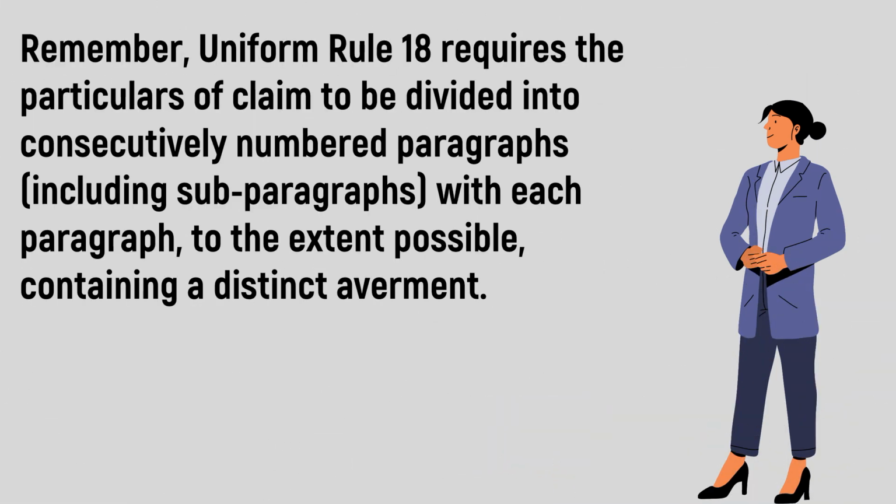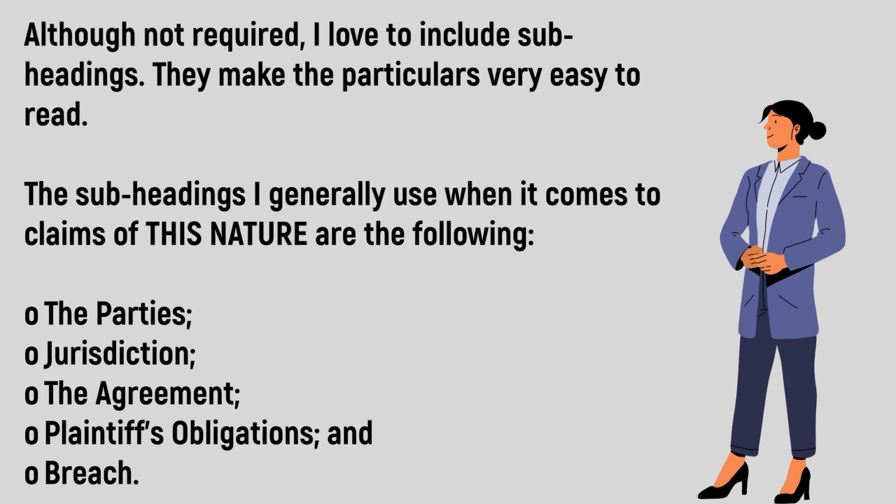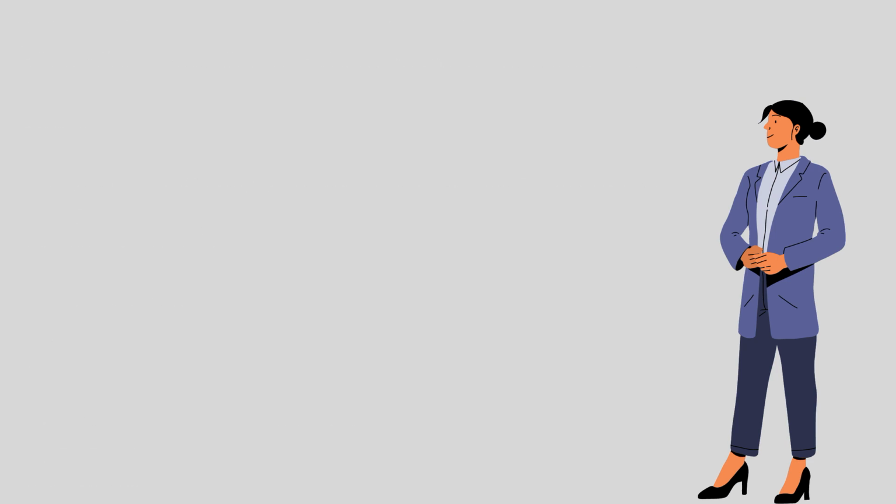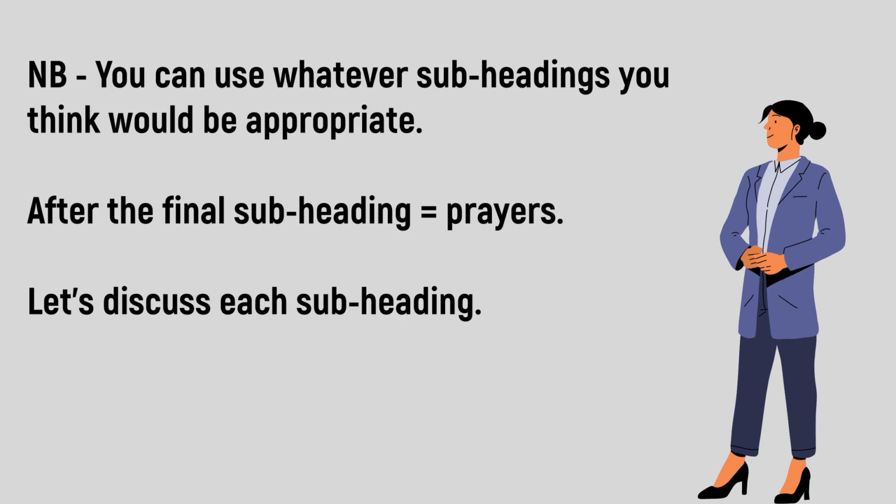As already mentioned, Uniform Rule 18 requires the particulars of claim to be divided into consecutively numbered paragraphs, including subparagraphs, with each paragraph, to the extent possible, containing a distinct averment. Although not required, when I draft particulars of claim, I include subheadings. Often your particulars of claim can be very extensive, so using headings can break it up into sections. The subheadings I generally use when it comes to claims of this nature are the following: the parties, jurisdiction, the agreement, plaintiff's obligations, and breach. You can, of course, use whatever subheadings you think would be appropriate.